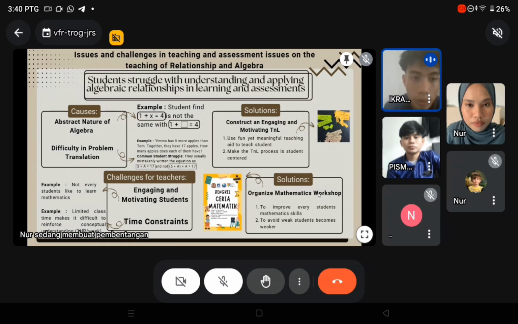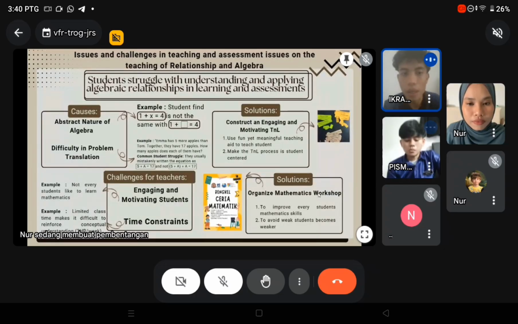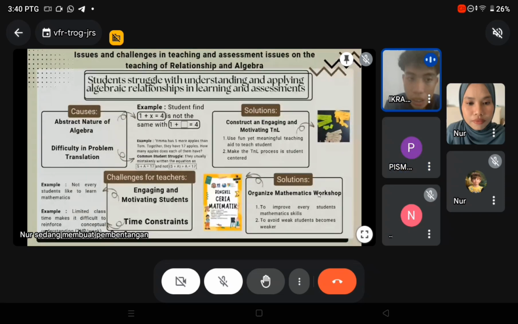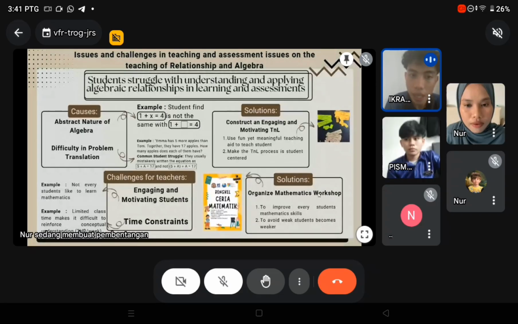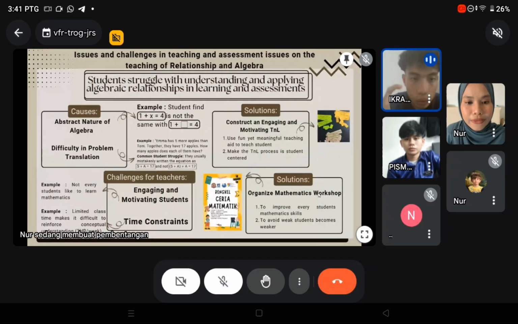Second, difficulty in problem translation. I give one question. Emma has 5 more apples than Tom. Together, they have 17 apples. How many apples does each of them have? Students commonly struggle to translate the question into an expression. For example, they usually mistakenly write the equation as 5 plus a equals 17, and not (5 plus a) plus a equals 17. As you can see, they forgot to open a bracket to show that Emma has 5 more apples than Tom. So that's the second cause.